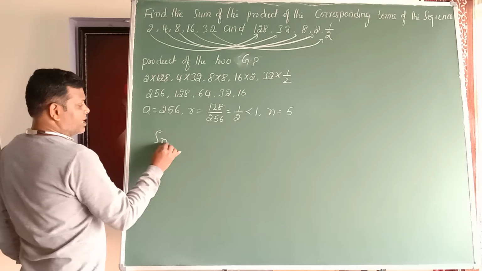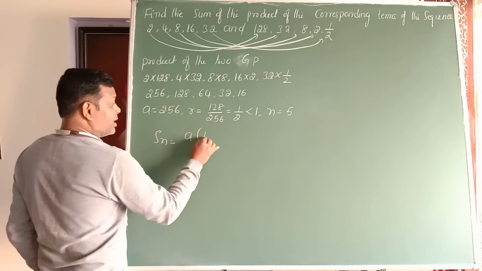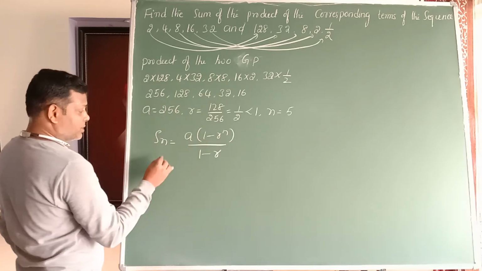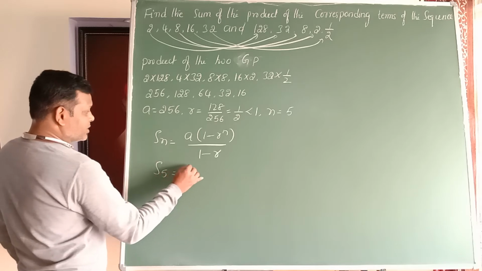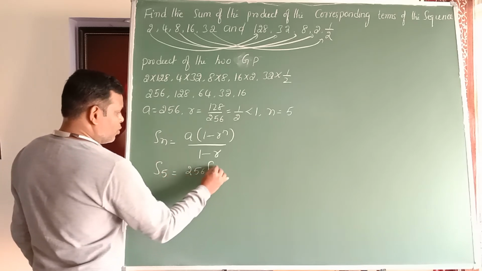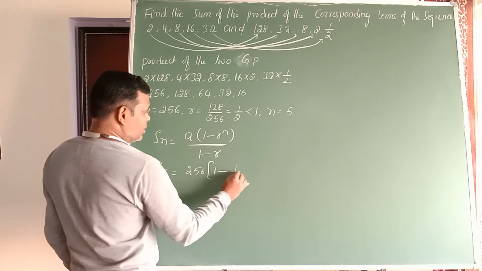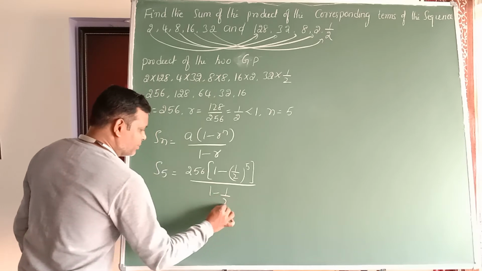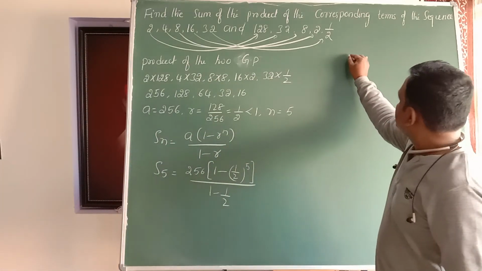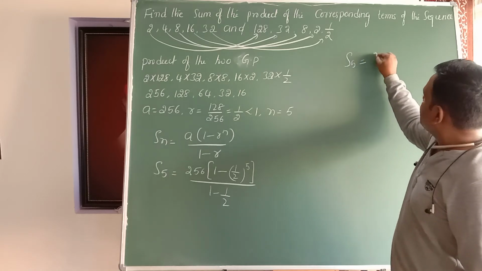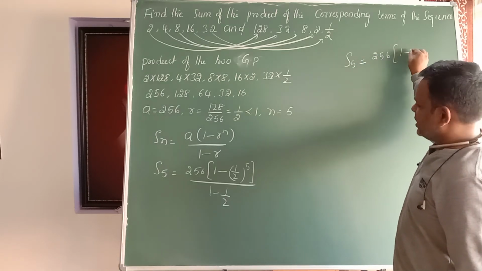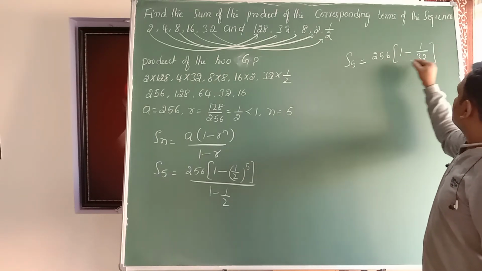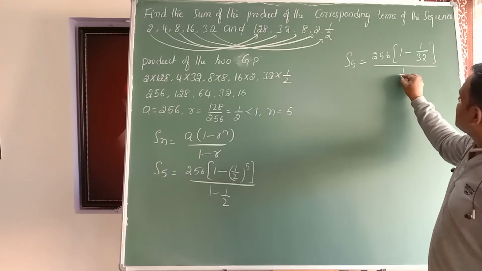Now we have the formula: Sn is equal to A into (1 minus R power N) divided by (1 minus R), when R is less than 1. Here we have 5 terms. Therefore S5 is equal to A, which is 256, into 1 minus R power 5, where R is 1 by 2, divided by 1 minus 1 by 2. Simplify. S5 is equal to 256 into (1 minus 1 by 2 power 5), that is 1 minus 1 by 32, all divided by 1 minus 1 by 2, which is half.